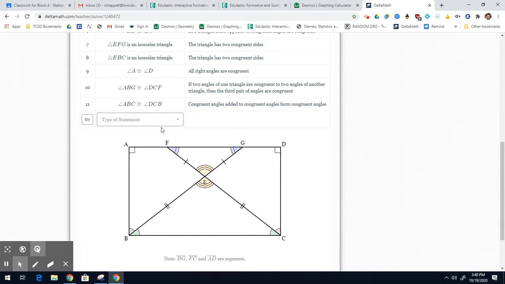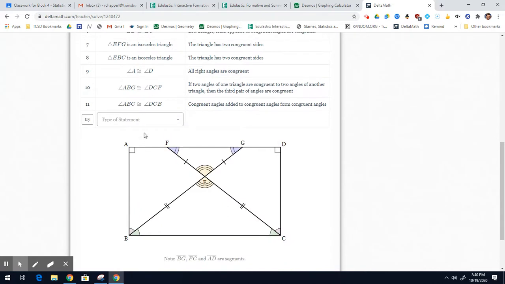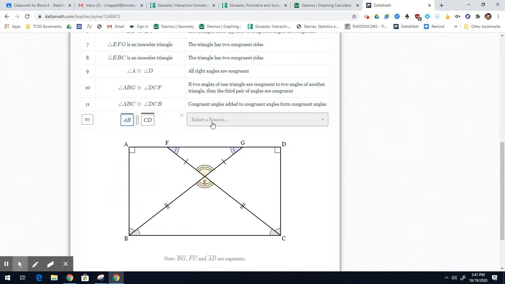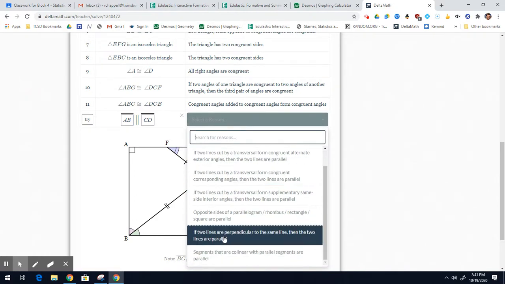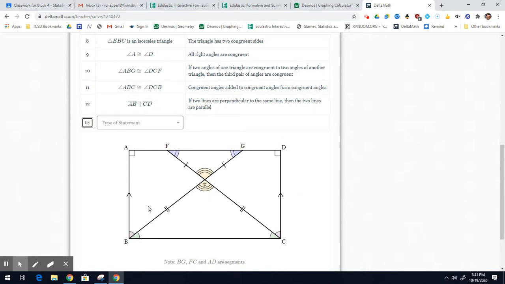All right, so I got to kind of switch gears. So now I'm going to show why they're parallel. So in here, see how AD is perpendicular to both AB and CD? There's a theorem that says if two lines are perpendicular to the same line, then they're parallel to each other. So we're going to say that AB is parallel to CD, and it's this reason right here. Two lines perpendicular to the same line. Okay, so I've shown those two sides are parallel.